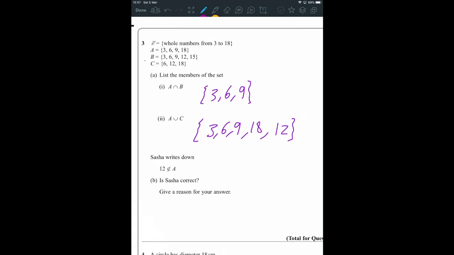Sasha wrote 12 ∉ A, so that's saying 12 is not a member of A. And Sasha is correct, because 12 is not in A.